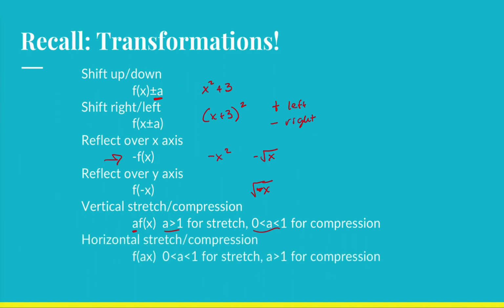And then you also have a horizontal stretch or compression when you multiply by some constant inside the function. And if it's between 0 and 1, it's a stretch. And if it's bigger than 1, it's a compression. Again, backwards.